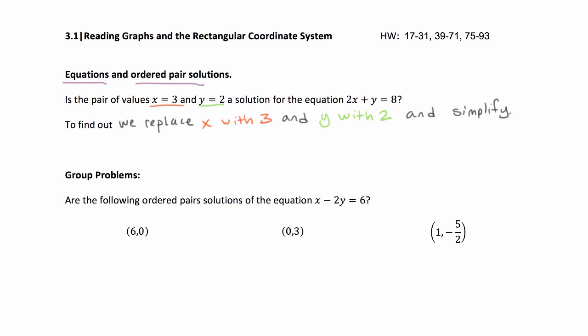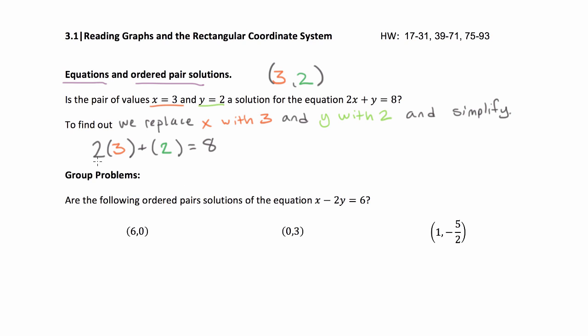So here, what this represents, x equals 3, y equals 2, that's an ordered pair, (3, 2). And then an ordered pair is always in parentheses with that comma. So what I'm going to do is take my formula 2x plus y equals 8, and now I'm replacing x with 3, and I'm replacing y with 2. And then when I go through and simplify, I'm going to see what happens.